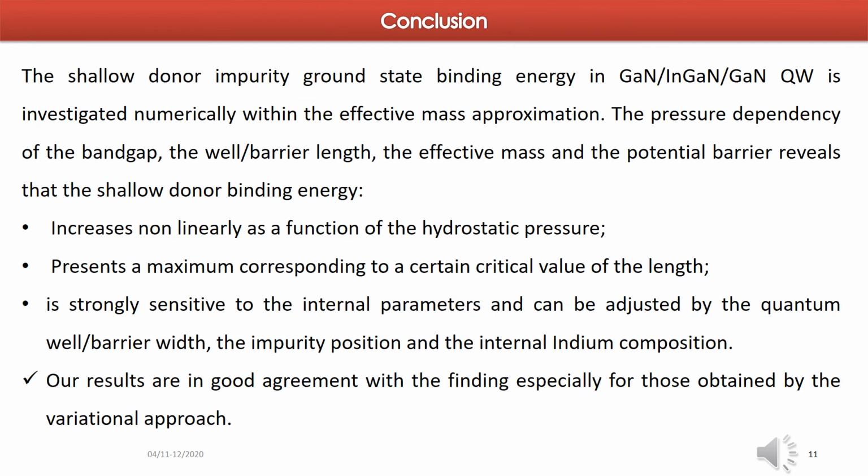So, as a conclusion, the shallow donor impurity ground state binding energy in the InGaN quantum well is investigated numerically within the effective mass approximation. The pressure dependency of the band gap, the well and barrier length, the effective mass, and the potential barrier reveals that the shallow donor binding energy, first, increases non-linearly as a function of the hydrostatic pressure. Second, it presents a maximum corresponding to a certain critical value of the length. Third, it is strongly sensitive to the internal parameters and can be adjusted by the quantum well barrier width, the impurity position, and the internal indium composition. So, our results are in good agreement with the findings, especially those obtained by the variational approach.